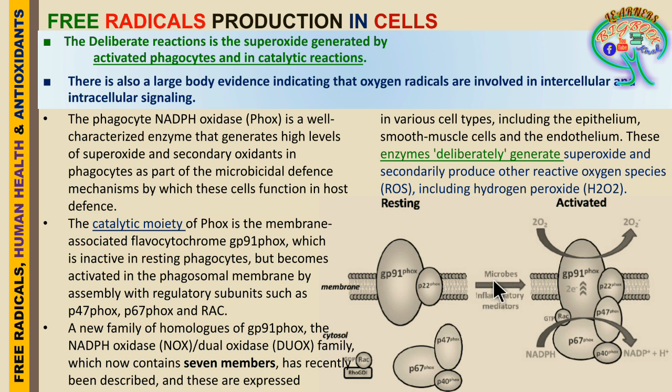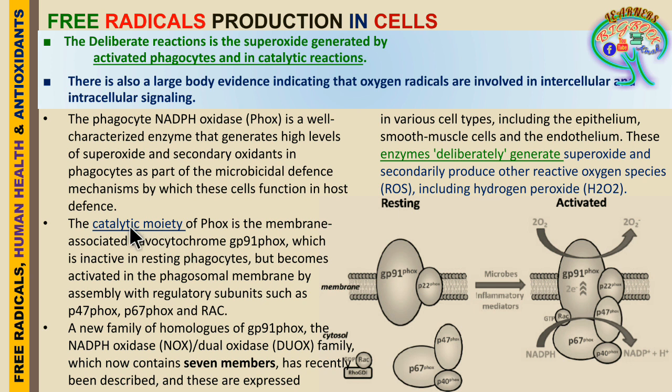Here you can see in the diagram that microbes and inflammatory mediators are going to act on the cell. Whatever microbicidal defense has been generated in the form of superoxide and secondary oxidants is going to act on these infections or pathogens. The catalytic moiety of phagocyte oxidase is the membrane-associated flavocytochrome gp91phox, which is inactive in resting phagocytes.